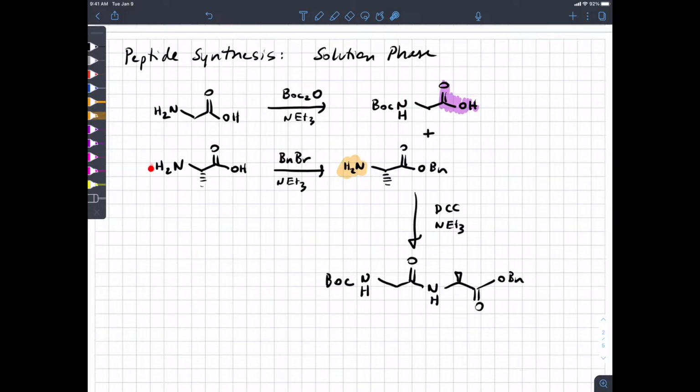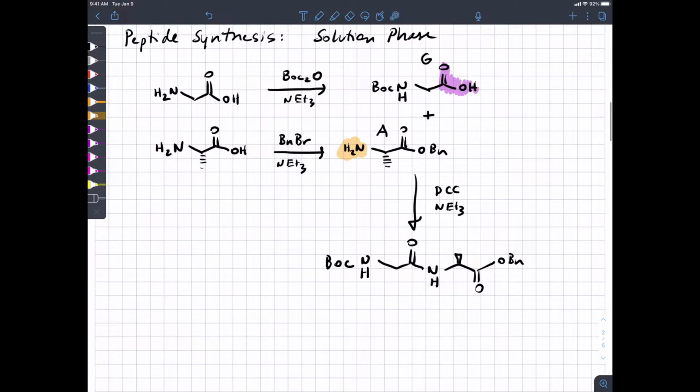Then we will protect this carboxylic acid as the benzyl ester. That will prevent this carboxylic acid from being activated by DCC in the amide bond forming reaction. So the only two functional groups available for chemistry here are the carboxylic acid on this Boc-protected glycine residue and the amino group on this benzyl ester-protected alanine residue.